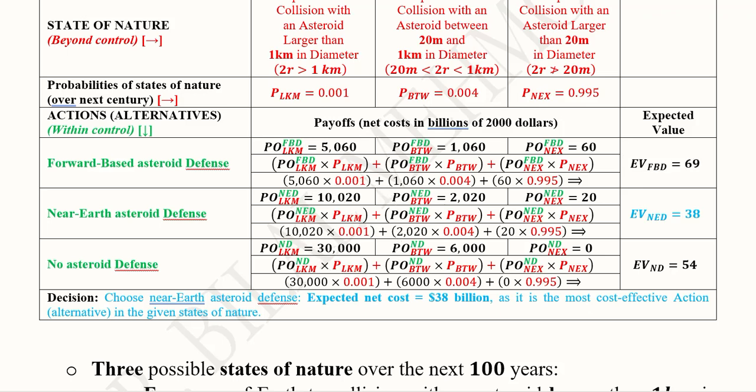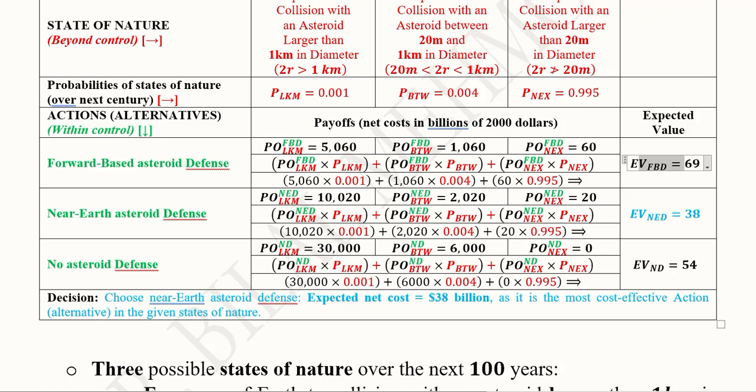Then the expected value for the near-Earth defense system is also found by using the same formula of expected value, but now we have the NED in our consideration, that is the near-Earth defense system. This will be the value after calculation. This is the no defense system situation. This is the formula, the weighted average, and then we get the expected value. These are the numerical values that we will solve in this process.